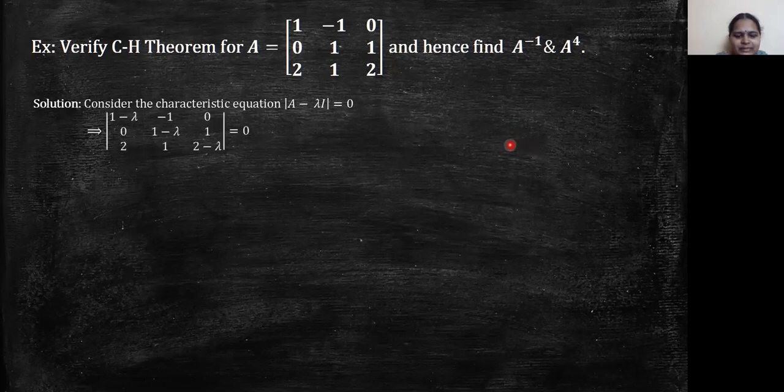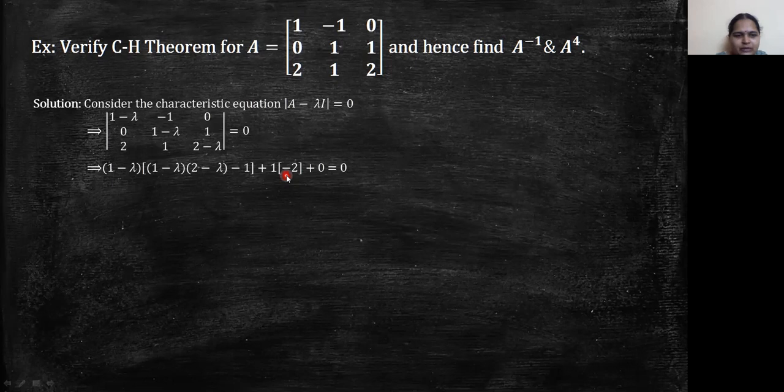As we have already discussed, the modifications will be in place of the diagonal and all remaining elements remain the same. So the diagonal elements are 1 minus lambda, 1 minus lambda and 2 minus lambda. Now we have to find the determinant. 1 minus lambda into the multiplication of these two, 1 minus lambda into 2 minus lambda, minus the multiplication of these two, minus 1 into 1 is minus 1. Next, minus 1 will become plus 1 for the second element, into 0 into 2 minus lambda is 0, minus 2, and the third element is 0, so we will write 0 here.